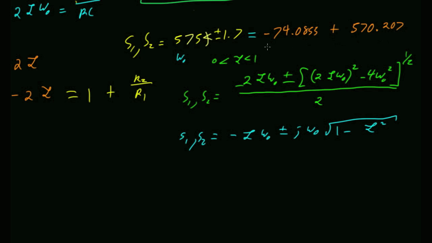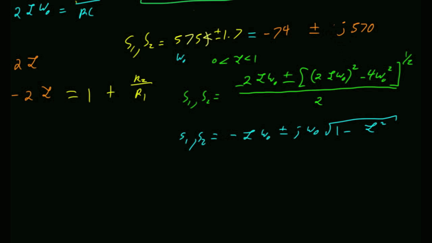So it's going to be 575 cosine 1.7, which is minus 74.085, plus or minus j. Now it's going to be 575 times sine of that number, which is 570, good enough. Okay, good. So now 570 has to be equal to omega naught root 1 minus zeta squared.